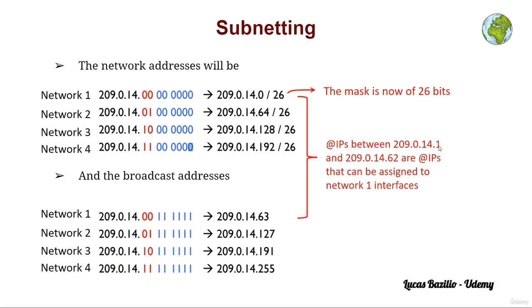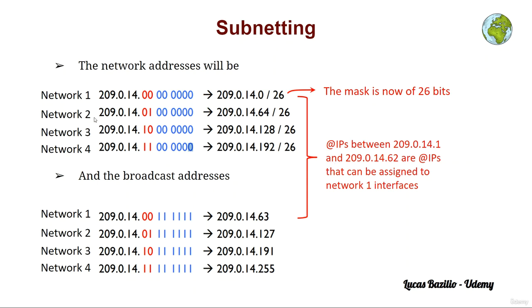from 0.1 until 0.62. Keep in mind that 0.0 is not possible, because in that case all of the bits of the host ID are 0. This is the network address, and also all ones is not possible, because this is the case, right? This 0.63 is not possible because all of the bits of the host ID are 1, so it is the broadcast address case, right? So we have here 62 possible IP addresses to set to these host IDs of network 1.